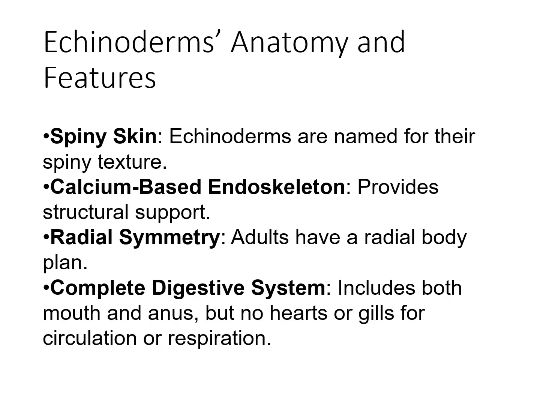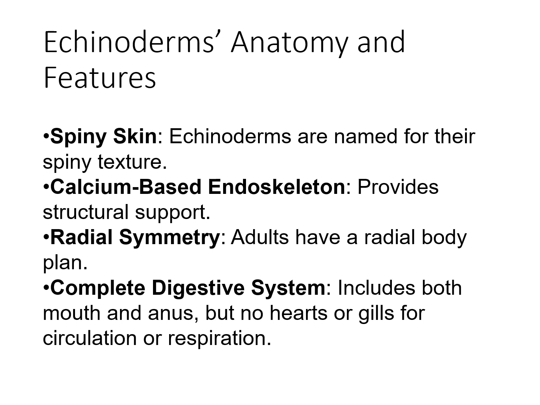Now let's explore the unique characteristics of echinoderms, a diverse group of marine animals. The name echinoderm means spiny skin, referring to the textured surface that covers their bodies. Beneath that surface lies a calcium-based endoskeleton, which provides structure and protection, similar to how calcium reinforces bones in vertebrates.